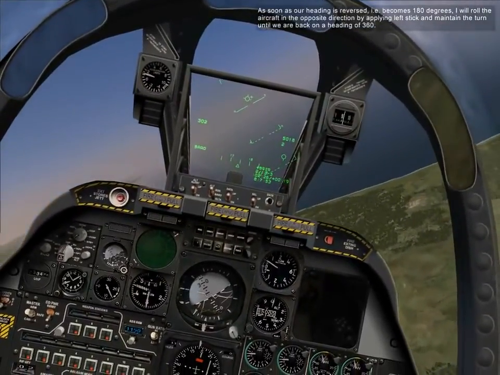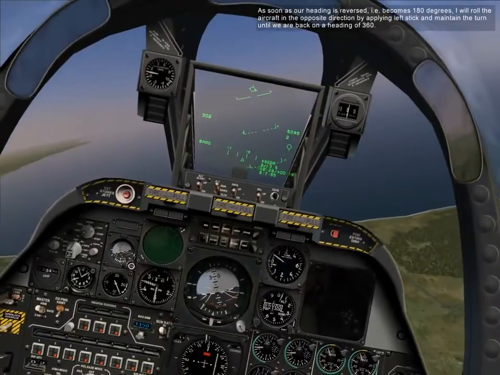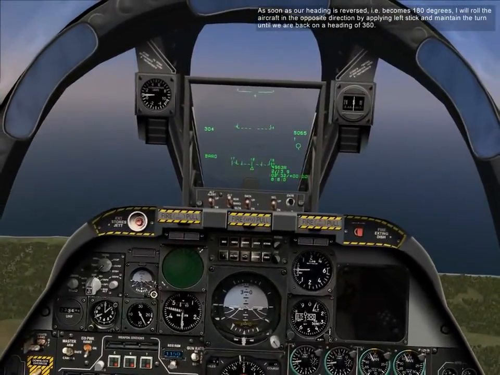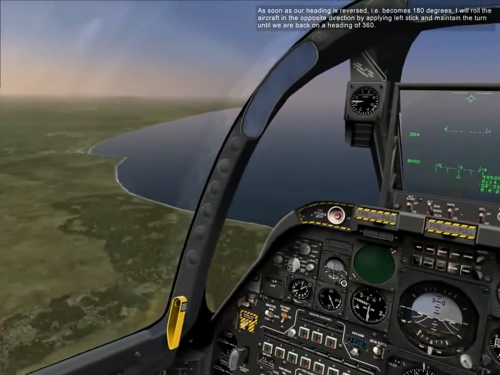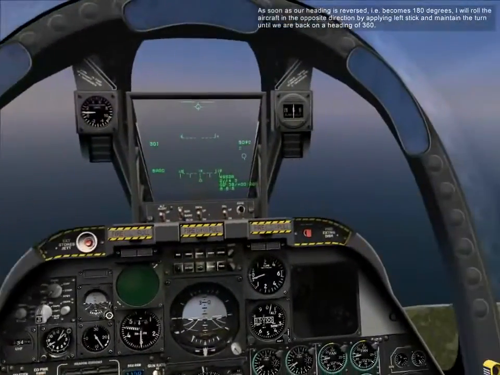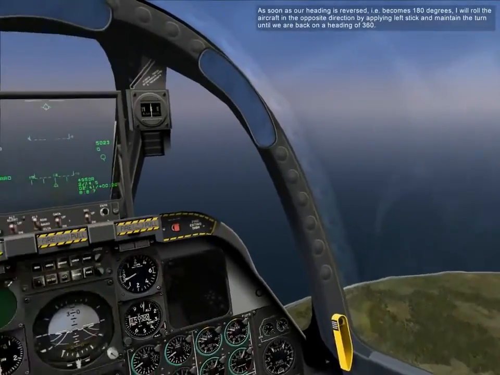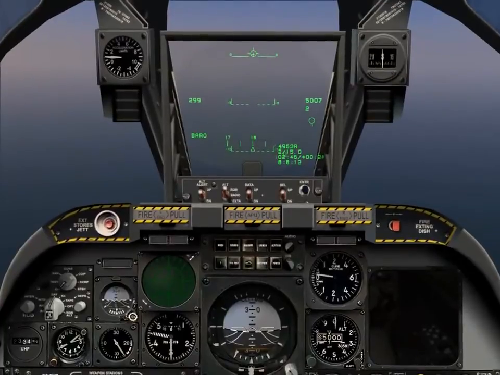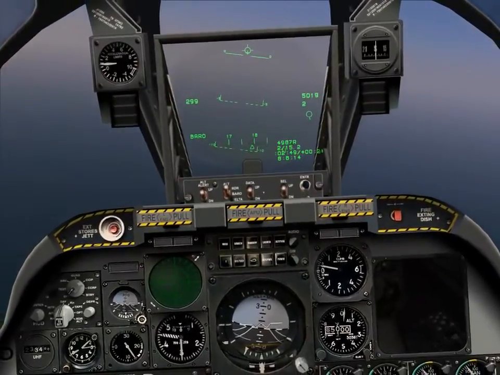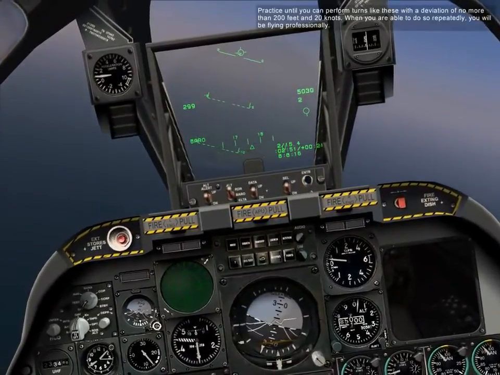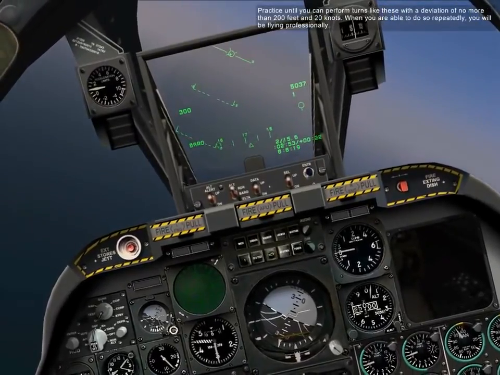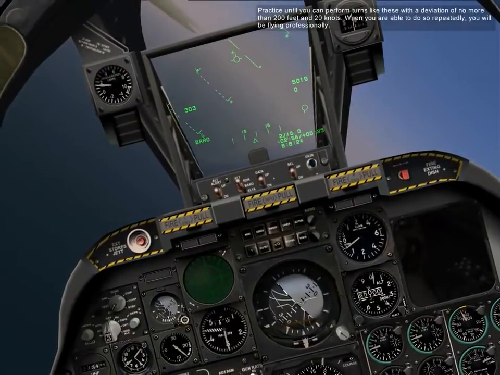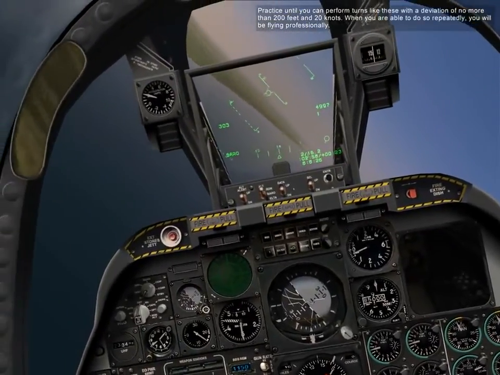As soon as our heading is reversed, i.e. becomes 180 degrees, we'll roll the aircraft in the opposite direction by applying left stick and maintain the turn until we are back on a heading of 360. Practice until you can perform turns like these with a deviation of no more than 200 feet and 20 knots. When you are able to do so repeatedly, you will be flying professionally.